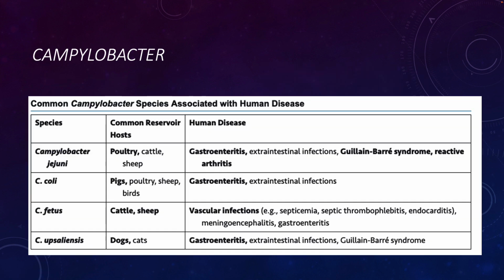The species associated with human disease are listed here. The most common one that we do see in people is Campylobacter jejuni. These are bacteria that are most often found in animals, especially animals relevant to agriculture: poultry, cattle, sheep, and pigs. In humans, the majority of infections that we're going to see are gastrointestinal, but there can be other effects as well, and we'll talk a little bit about those as we go through these slides.